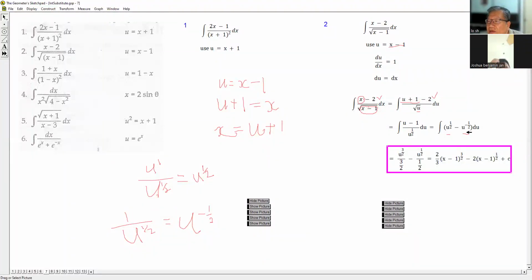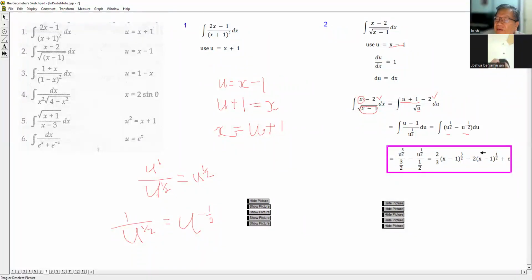u to the power negative half. Negative half plus 1, positive half. Then divide by positive half. Okay. So the number at the bottom, you flip it. 3 over 2 becomes 2 over 3. u to the power 3 over 2 is actually x minus 1 to the power of 3 over 2 because u is x minus 1.